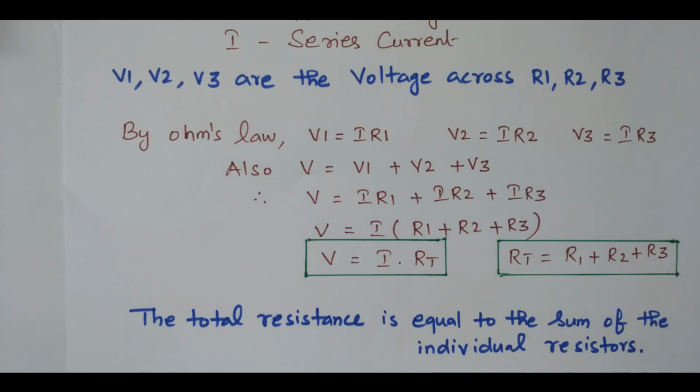V equal to V1 plus V2 plus V3. So by analyzing, we found that the total resistance equals the sum of the individual resistances for a series combination.